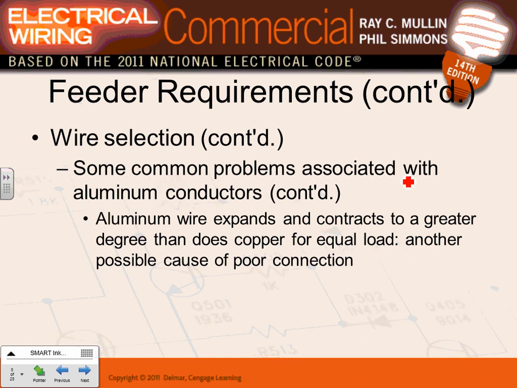Wire selection. Aluminum wire expands. Here's the problem with aluminum that we talked about: it expands and contracts at a different degree than copper, another possible cause of poor connection. So what's the problem of a wire expanding and contracting at a higher rate? Loading goes up, under load it expands; load goes down, it contracts. What do you think is going to happen to the lug at the end of it? It gets loose.